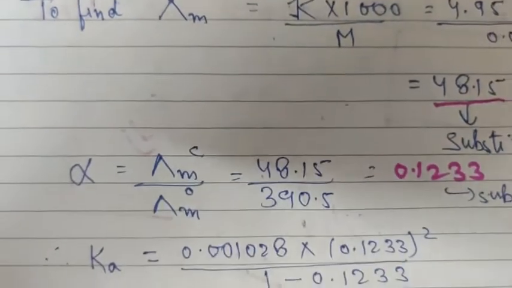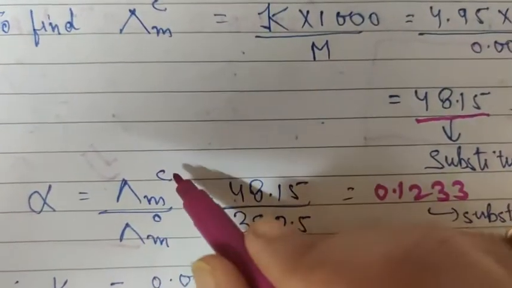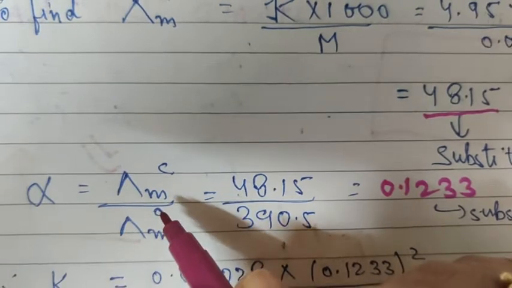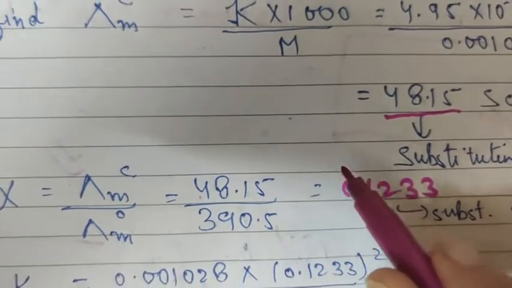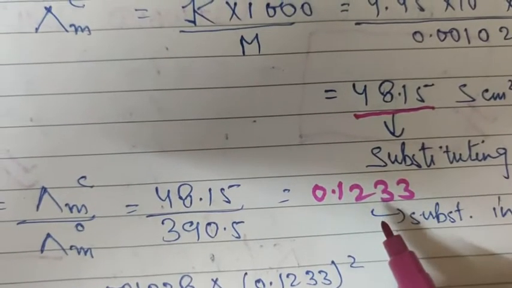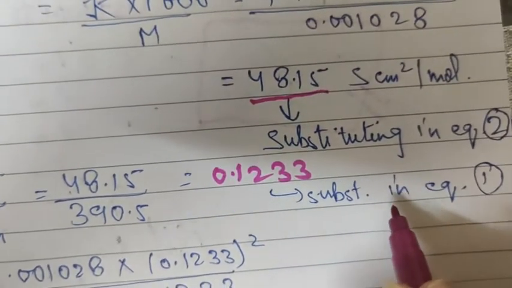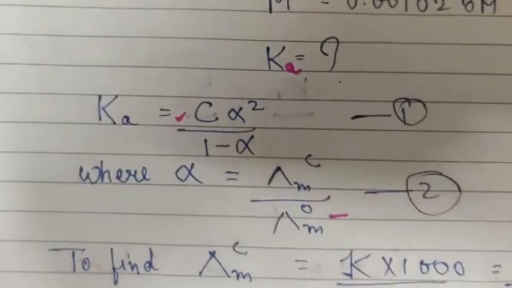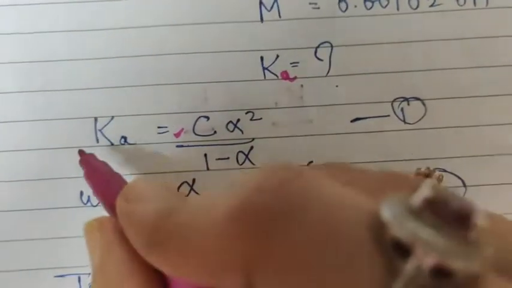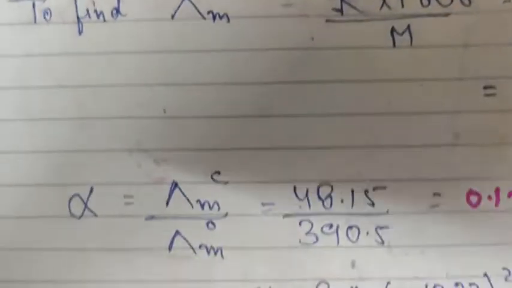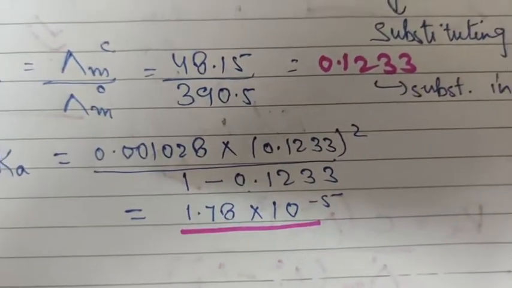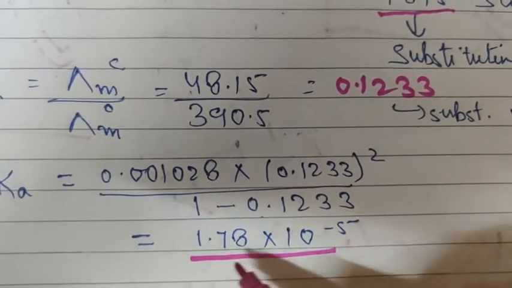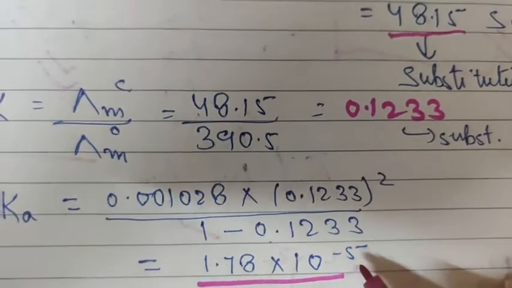So now let us see what will be the value of alpha. I have substituted the two values, that is the conductivity at any concentration and the conductivity at zero concentration here, and on substituting I am getting the value as this. Now this value of alpha has to be substituted in equation 1, and by substituting it in this equation you will get the value of Ka. So I have substituted the value here in the formula. All the values are substituted, and you will get the answer as 1.78 into 10 raised to the power minus 5.